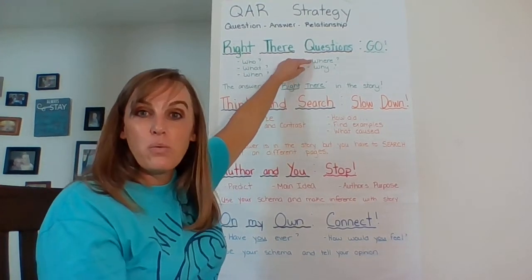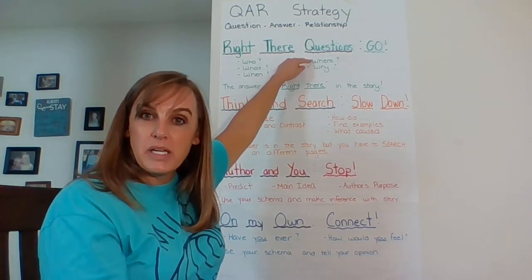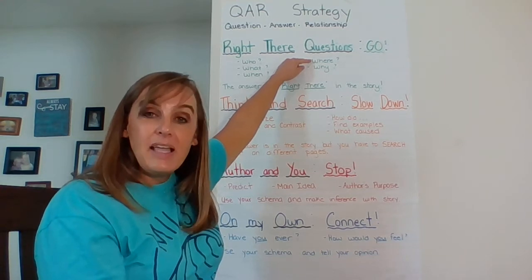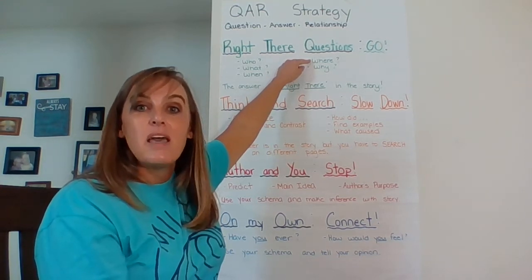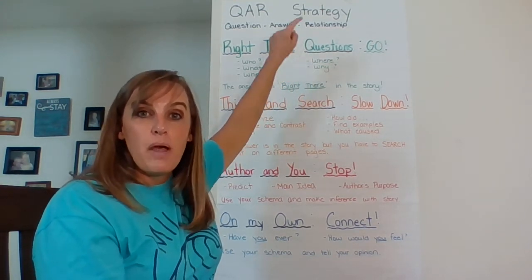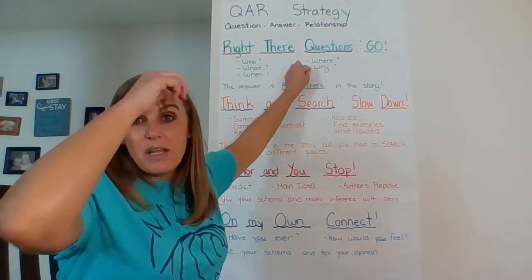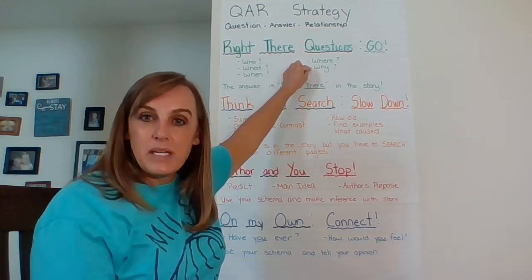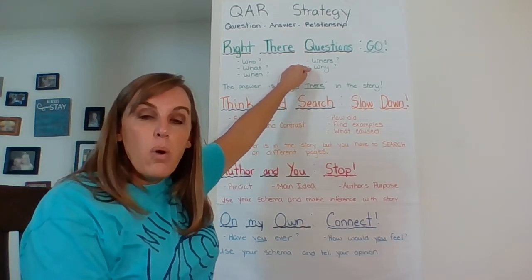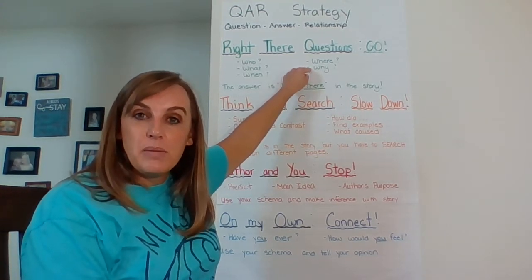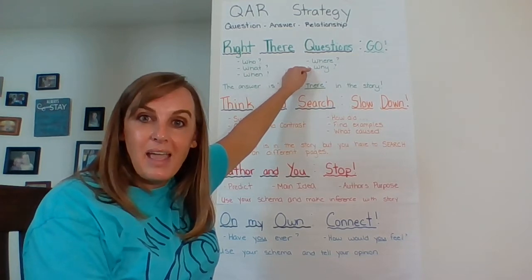The same thing for where. Where were Edward and Edwina at? I can look on the very first page and it says they were at the zoo. Boom, find it, put my finger on it. And why? Why was Edwina out looking for a job? Well, we can find that answer right at the very beginning of the story because she had the eggs.